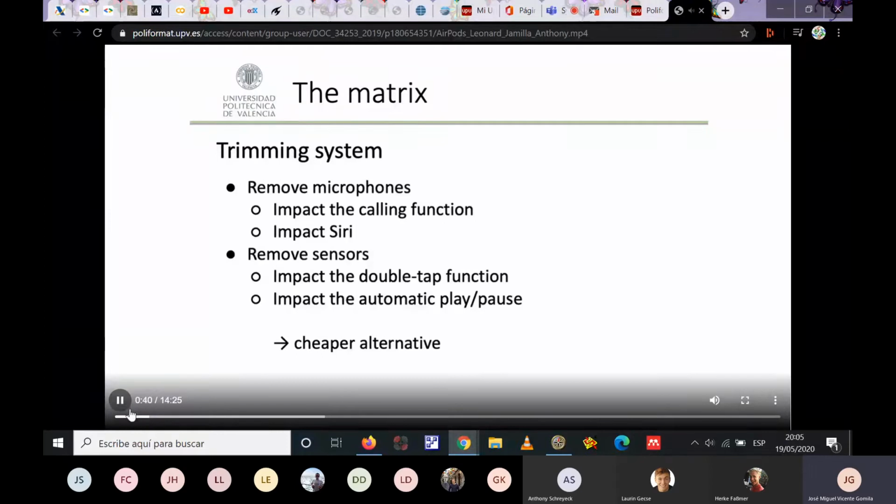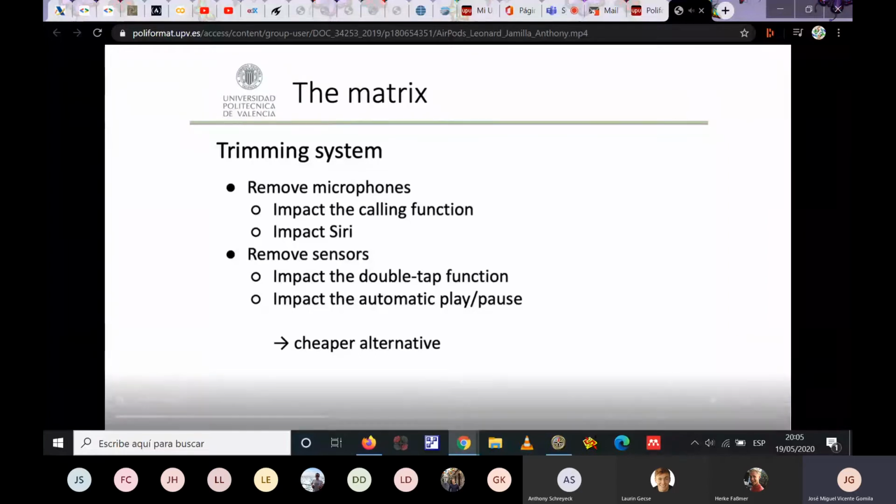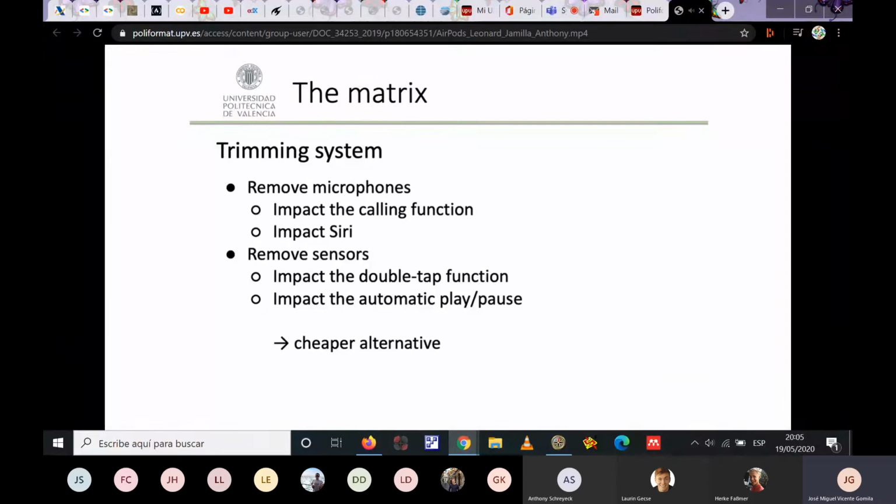And then we try to trim it. However, AirPods are already as small as possible. To come up with a cheaper alternative for the AirPods by trimming the system, we choose to remove microphones, so calling and Siri function doesn't work anymore, and to remove sensors, so the double tap function and the automatic play pause function doesn't work anymore. By doing that, the headphones still work, and it doesn't change anything to the wireless version of listening to music. The trimming of this system will cause another cheaper version of the already existing AirPods.